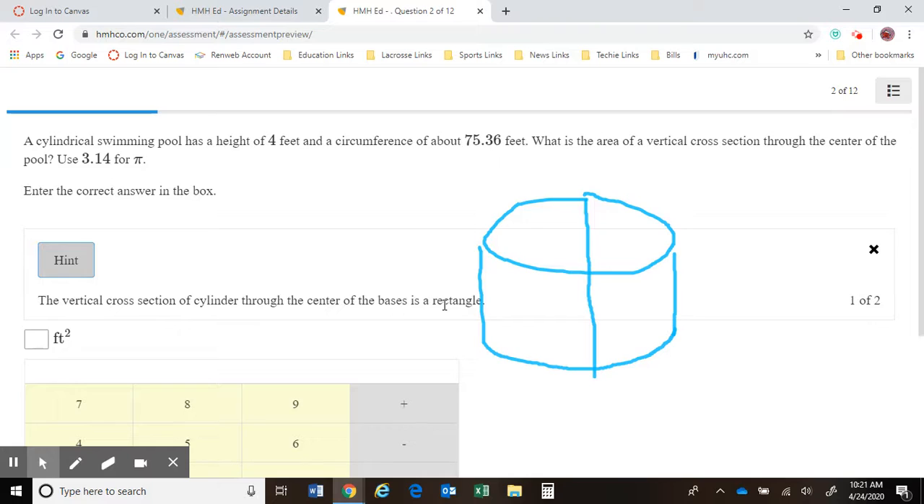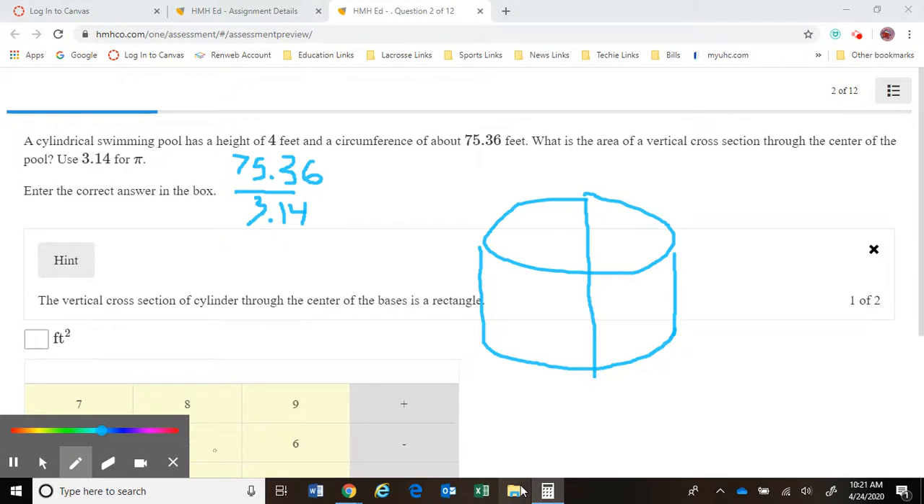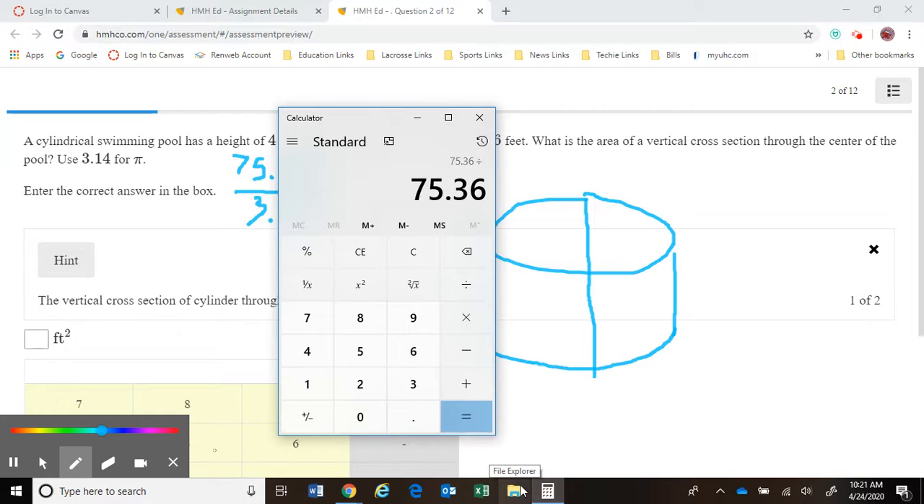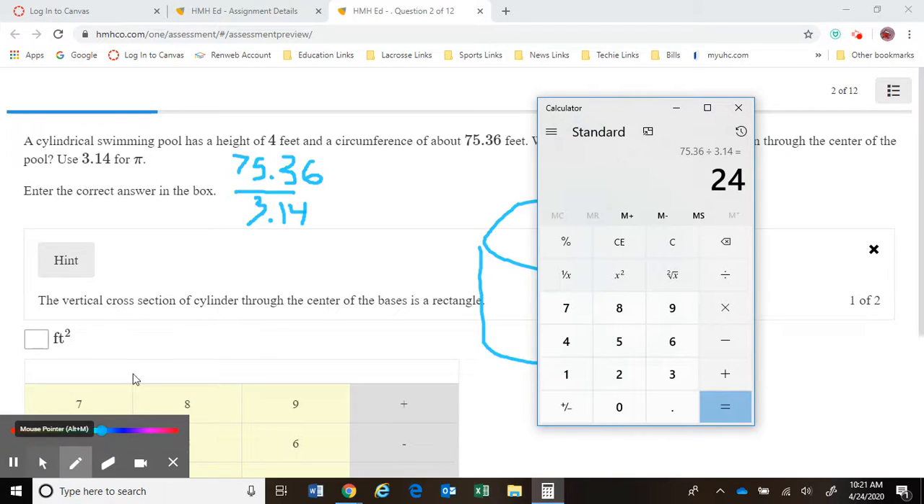Okay, but I have to know something about this, right? I have to know exactly what my circumference is, or I'm sorry, I have to know what my diameter is. So what do I have to do to this? I have to know what this distance is. So I have to take 75.36 and I'm going to divide it by 3.14. Okay, so what's 75.36 divided by 3.14? And it's 24.